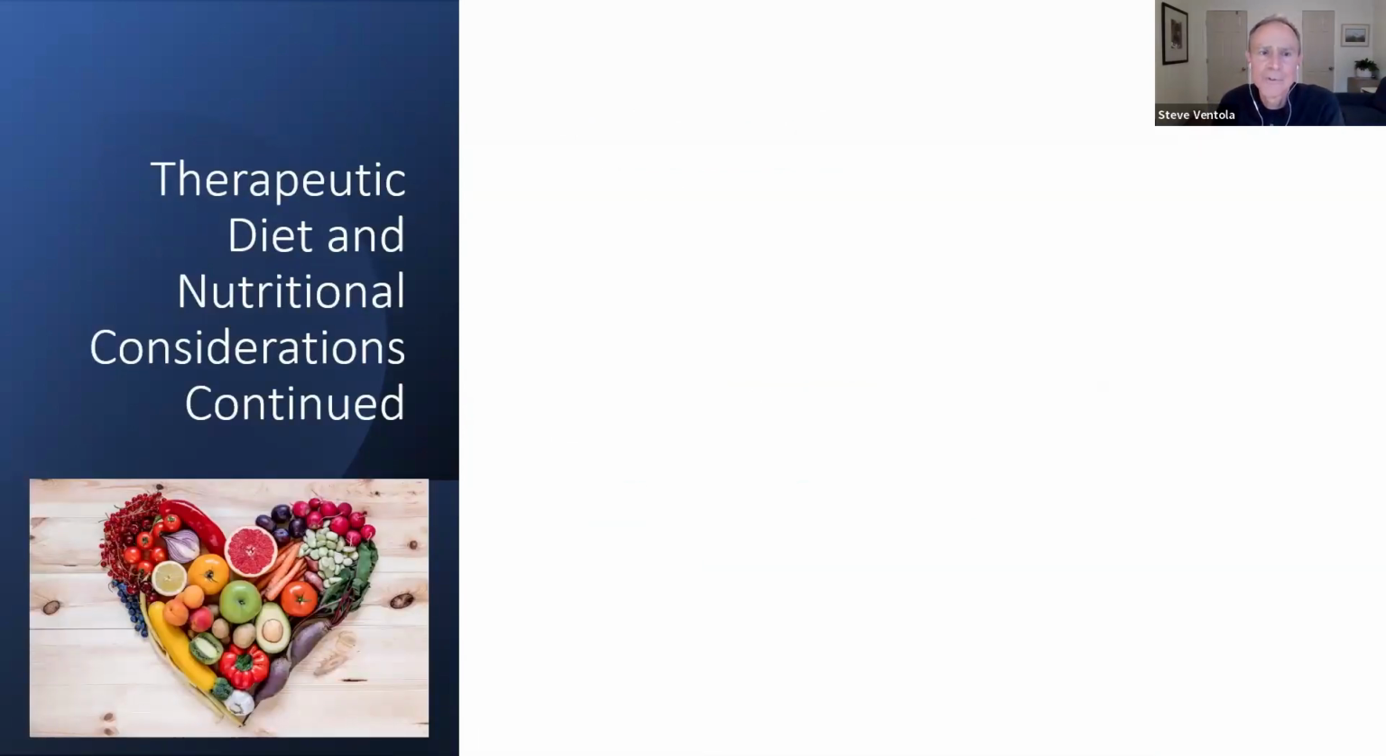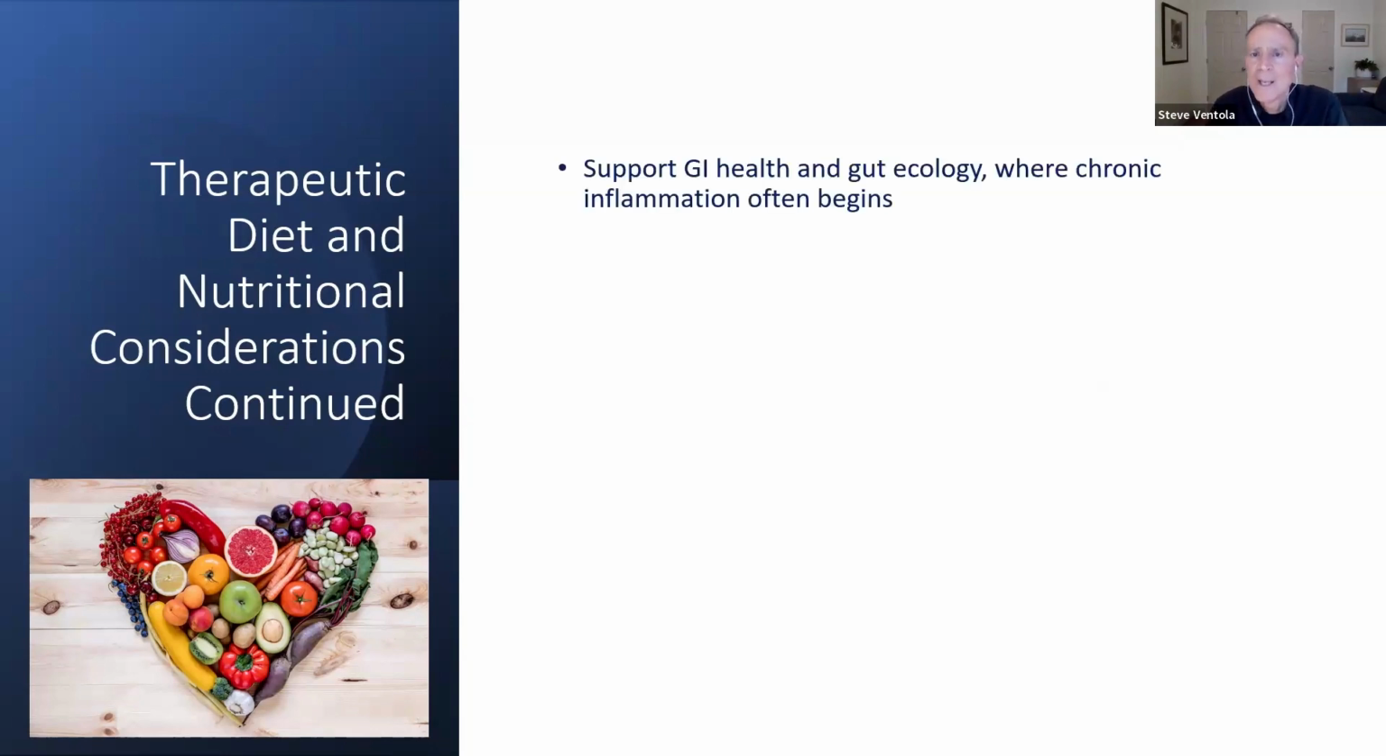Okay, therapeutic diet and nutritional considerations continued. Support GI health and gut ecology, where chronic inflammation often begins. So again, going back to vitamin D, with our gut health, if we really help our gut to be healthy, that goes a long way with reducing inflammation in our whole body. And now, for some of us, we might be vulnerable to joint pain, but for some of us, we might be vulnerable to sinus allergies or stomach problems. And a lot of that can stem from the health of our gut.